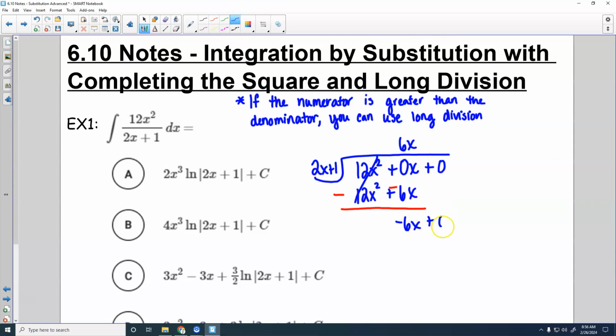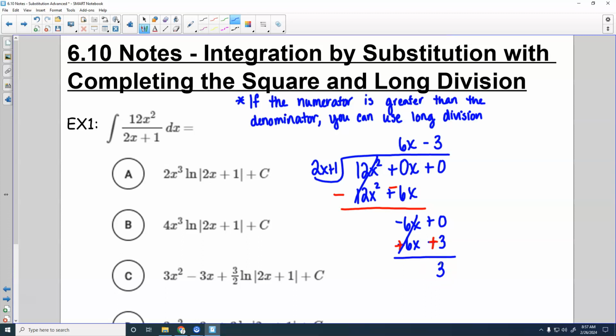And that plus 0 is kind of a placeholder. You can bring it down or not. So then I got to divide again. What times 2x would give me negative 6x? Negative 3. So I'll get negative 3. And so I do negative 3 times 2x gives me negative 6x. Negative 3 times 1 gives me negative 3. Okay, what do I do next? Subtract. So that makes this like a plus and this like a plus, right? Because it changes those signs when we're subtracting a negative. This cancels. I get a positive 3. Can I divide again? I cannot.